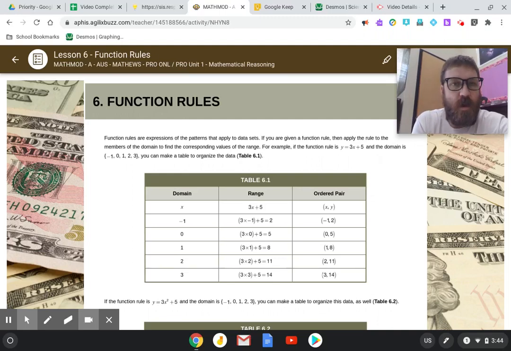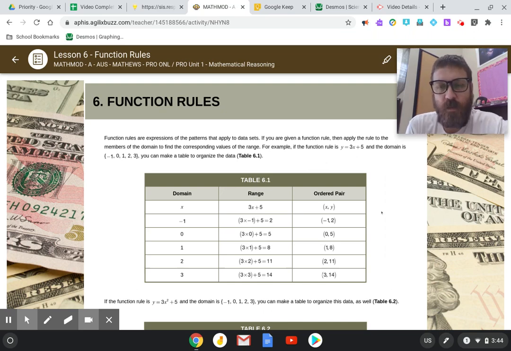Okay, this is the Math Models Unit 1 Lesson 6 video. I'm going to just talk through some of the main ideas of this lesson and do a few examples, and then there are quite a few for you to do on your own on this one.